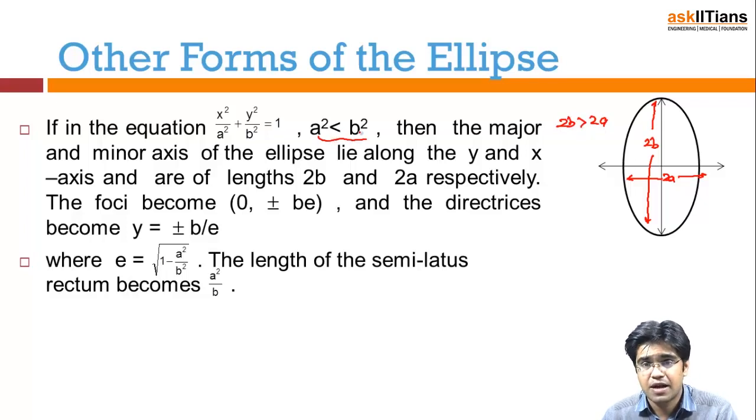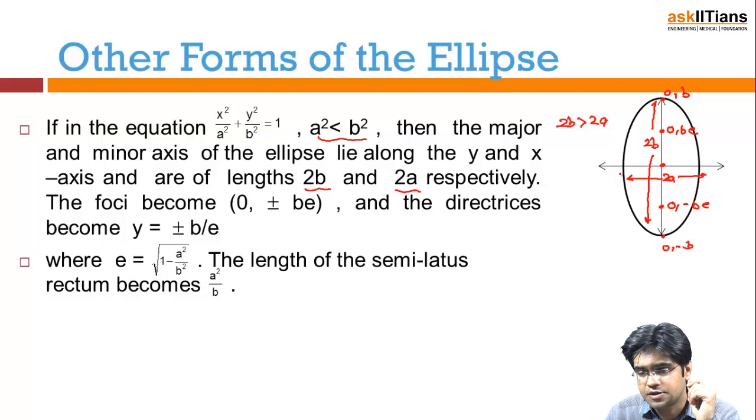The major axis and minor axis of the ellipse still lie along the y and x axes, but now the major axis lies along the y-axis and your minor axis lies along the x-axis. The lengths are again 2b and 2a, but your coordinates will change. The center is here. The coordinates of the foci now will be (0, be) and (0, minus be). This point is (0, b). This point is (0, minus b). This point is (minus a, 0). This point is (a, 0).